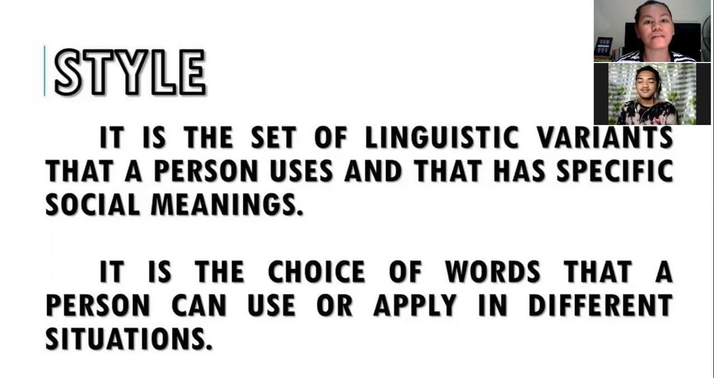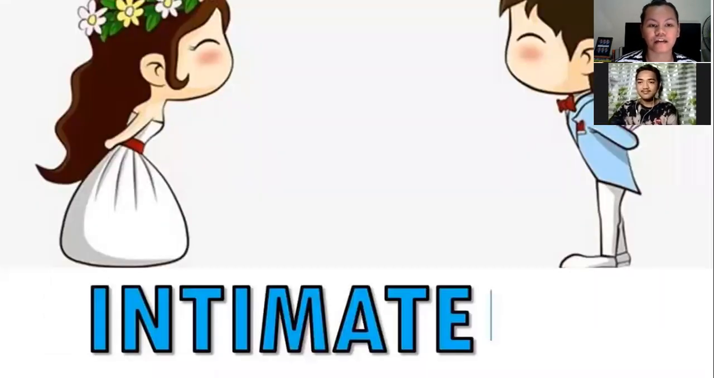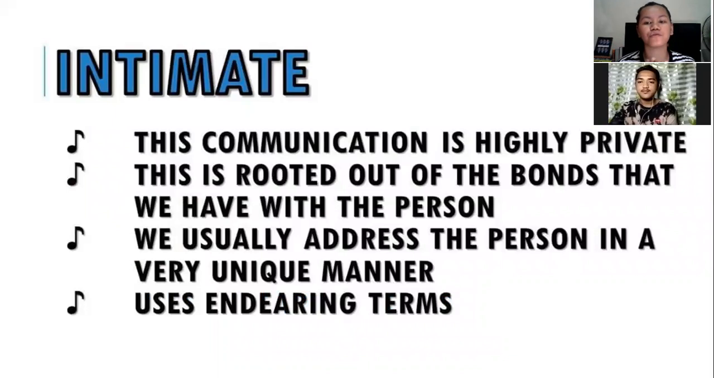Moving on. What are the different speech styles? Let's start with number one, intimate. As you can see in the picture, it is highly private. It means it is just between two very close people. Di ba pag sinabi natin private wedding, private party, we are only inviting those who are very close to us. Hindi tayo nag-i-invite ng mga outsiders because it's very private.